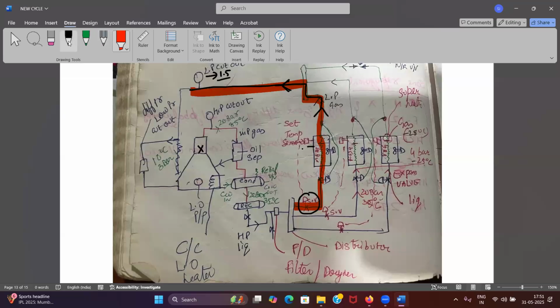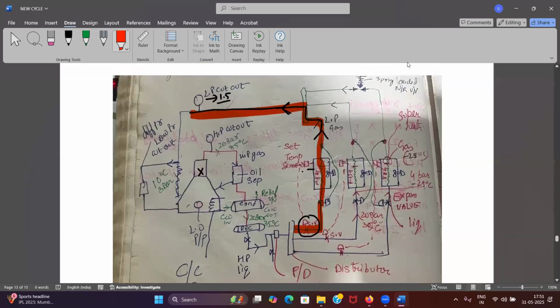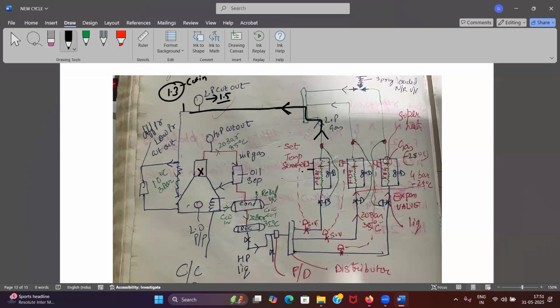Is it clear? For example, I have kept the cutout pressure at 1.5. Then I have kept the cut-in pressure for the compressor at 1.3. For example, if pressure drops further, it should start. I don't want it to go below 1 bar at any time, isn't it? So I have given a cut-in pressure of 1.3. Now suppose my solenoid valve is leaking.